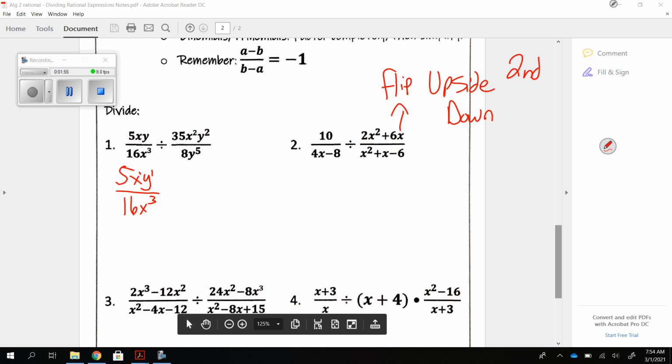Okay, notice that was the same, but we want to turn it into multiplication. How do we do that? We're going to multiply it by the reciprocal of this one. So we're going to flip it. 8y to the 5th is on top over 35x squared y squared. All right, all I did was just flip it. Now we're going to multiply them together.